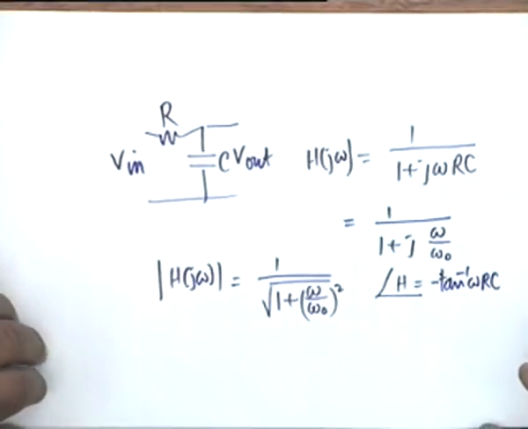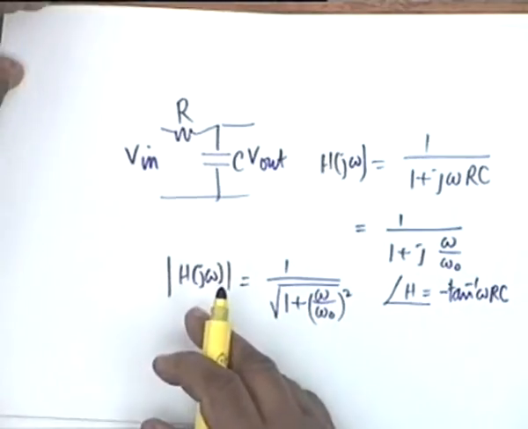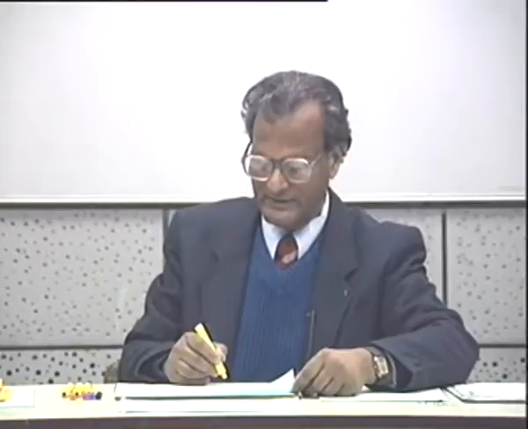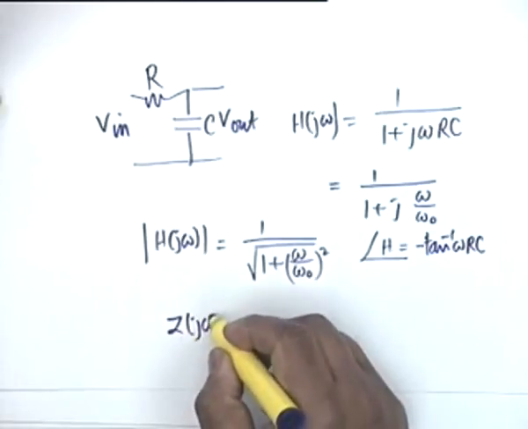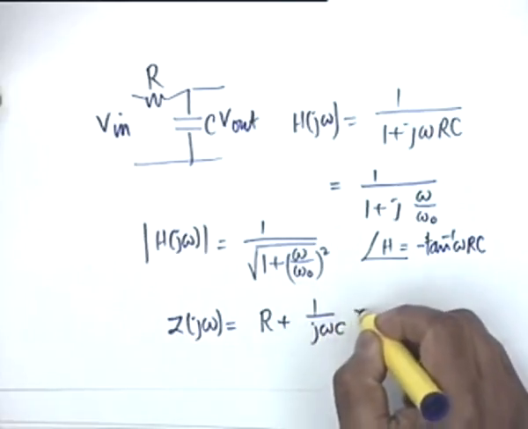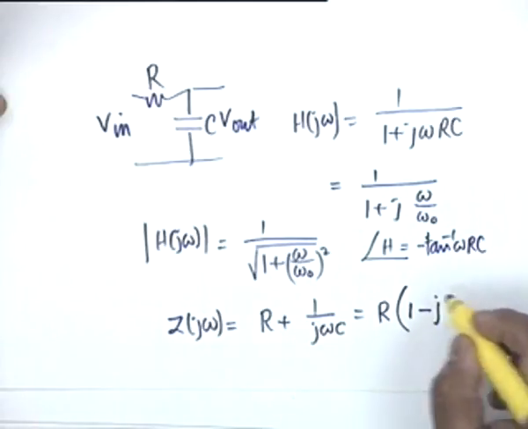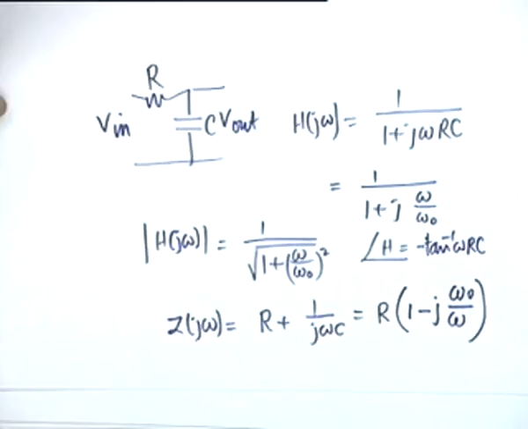It is important to recall this, because I am not going to derive this every time. Whenever such a network occurs, we will simply recall what it is. And the input impedance Z of j omega is simply R plus 1 over j omega C, which I can write as R times 1 minus j omega 0 divided by omega. Is that clear? Why it is so?